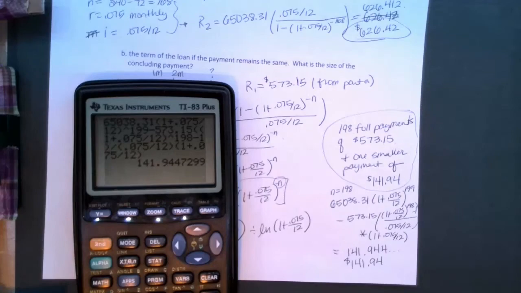Okay, so we'd have 198 full payments of $573.15, and one smaller payment of $141.94.